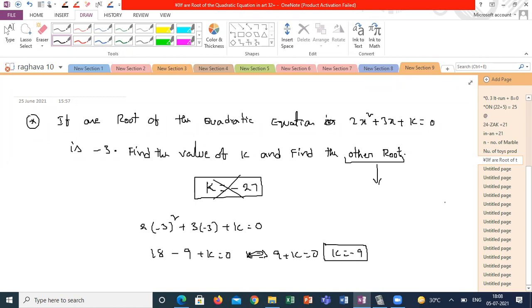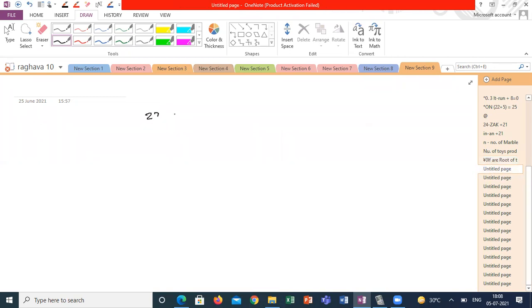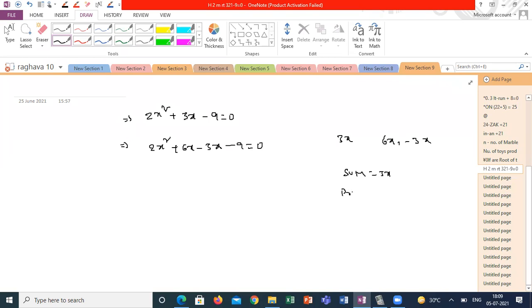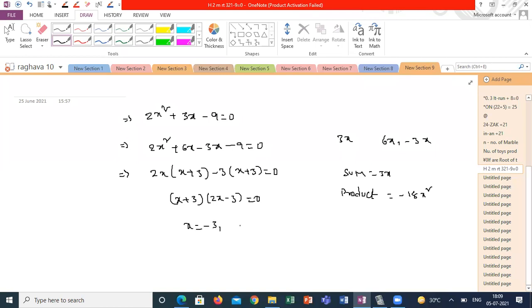Now, if k is minus 9 and I substitute in the question, I get the quadratic equation 2x square plus 3x minus 9 is equal to 0. How to solve this? Using factorization. 2x square plus 6x minus 3x minus 9. I am writing 3x as 6x and minus 3x; the product is minus 18x square and the sum should be 3x. Taking 2x common, x plus 3; taking minus 3 common, x plus 3 is equal to 0. Taking x plus 3 common, 2x minus 3 is equal to 0. x is equal to minus 3, which is already given, and the other value is x is equal to 3/2. I think we're done.